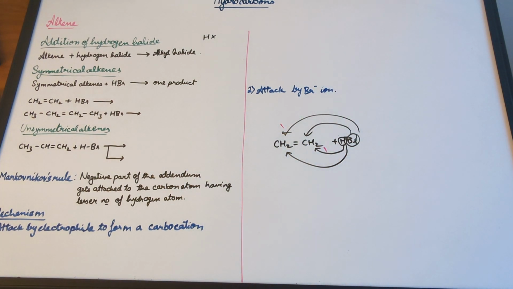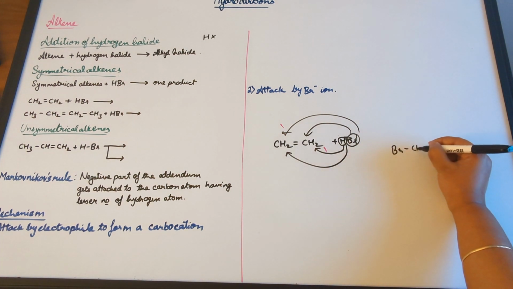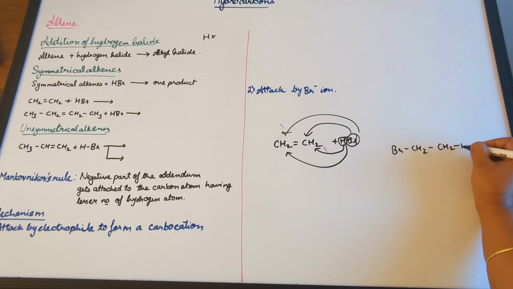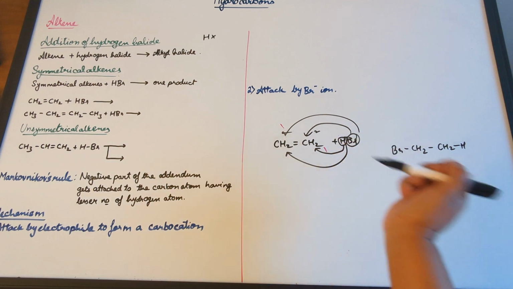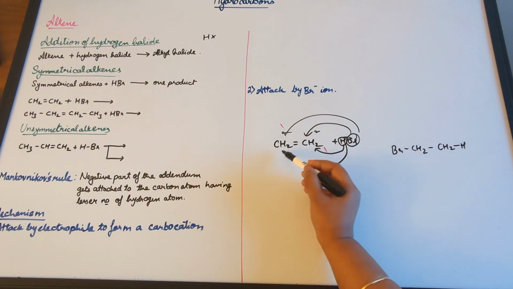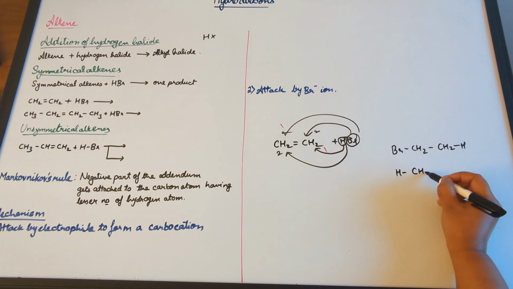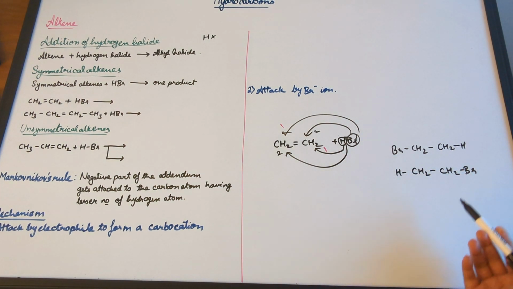So when that happens, our product is going to be BrCH2, CH2 and a H. The second case is where bromine binds to this carbon and hydrogen binds to this carbon. And that means we get this as the product. In both cases, the product is bromoethane. There is no change in the name or the structure.